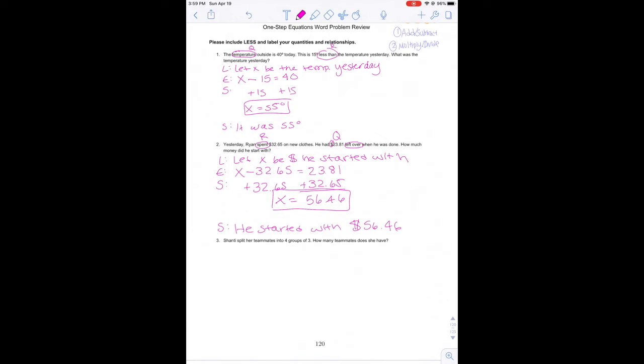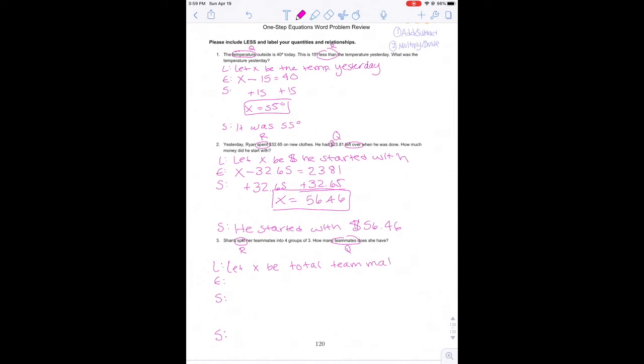All right, hopefully you've done problem 3. So quantity, I think, is going to be teammates. It says the word more than one, so just circle either one. And then relationship is split. Here's less. So let X be total teammates.